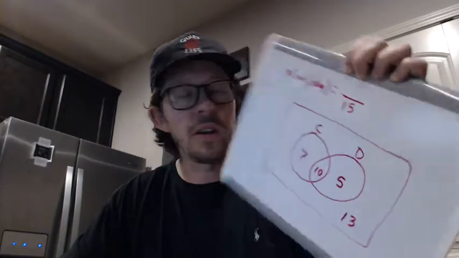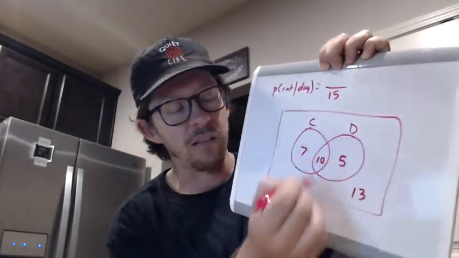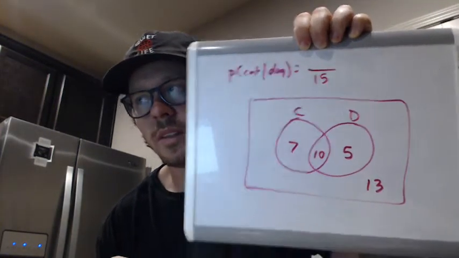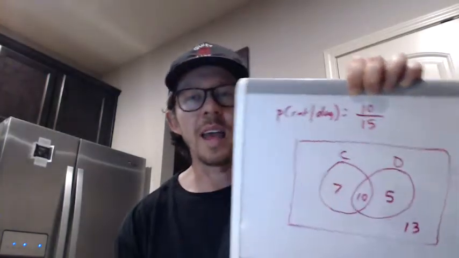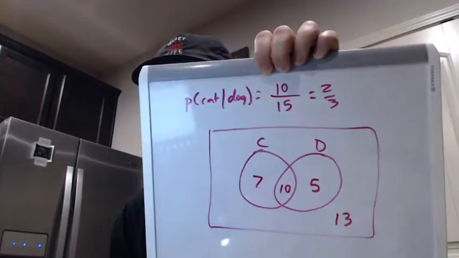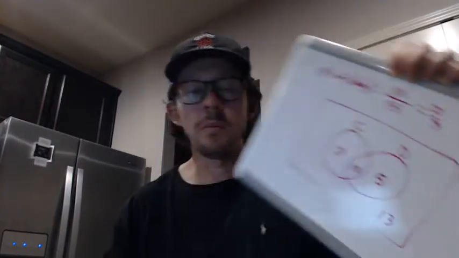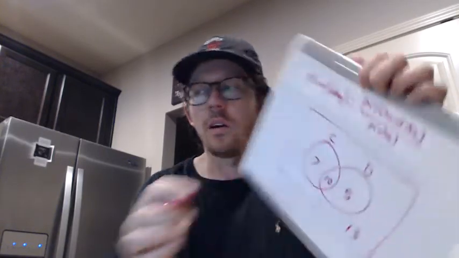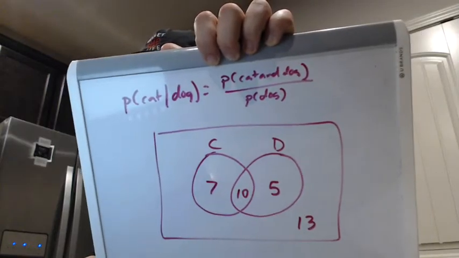So if I say what's the probability of a cat given a dog, you're only looking at this circle right here. How many in this circle own cats? Well, it's 10, right? So the probability you own a cat given that you own a dog is 10 out of 15, which would be 2/3. Keep that in mind, 2/3 is the answer. Now, remember that formula I gave you last week: probability of cat given dog equals the probability of cat and dog over the probability of dog. You remember that?